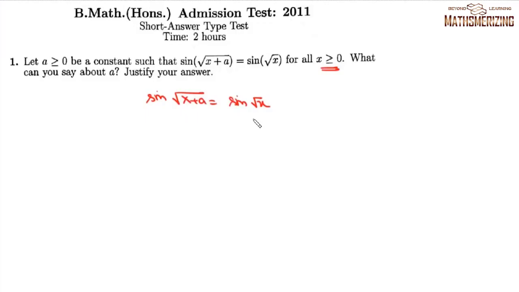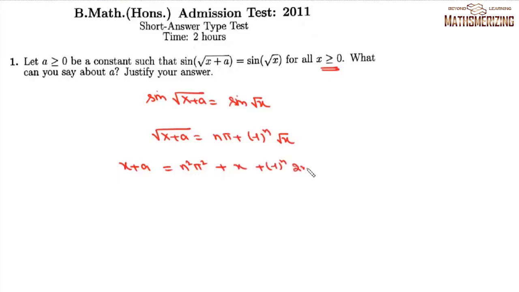We'll write its general solution. So its general solution will be θ, which in this case is √(x+a), equals nπ + (-1)^n α, where α is √x. Now we'll square both sides. We can write x + a equals n²π² + x ± (-1)^n 2nπ √x.